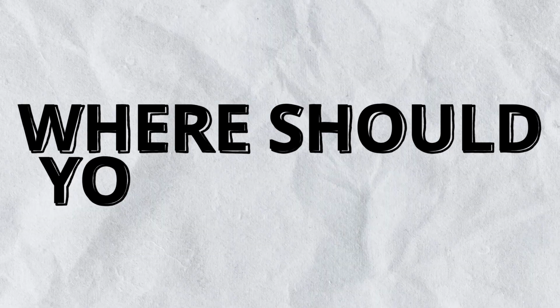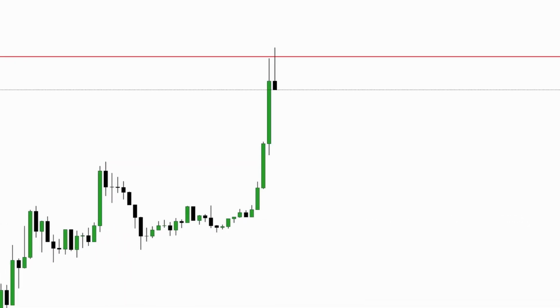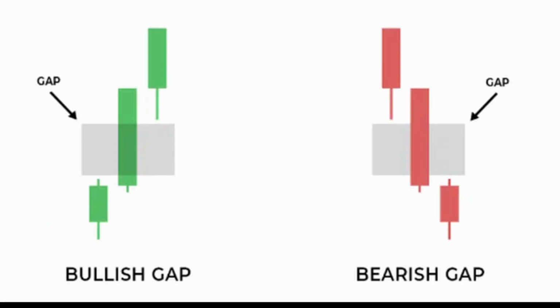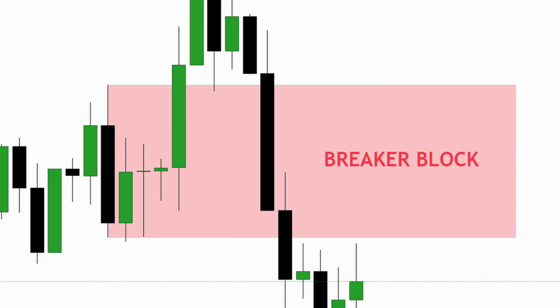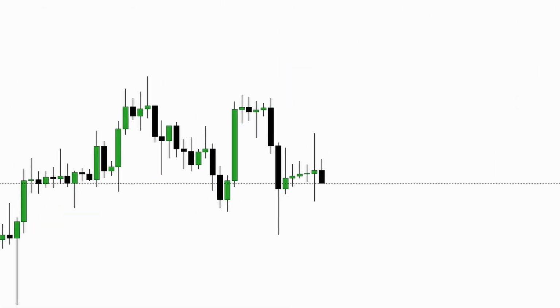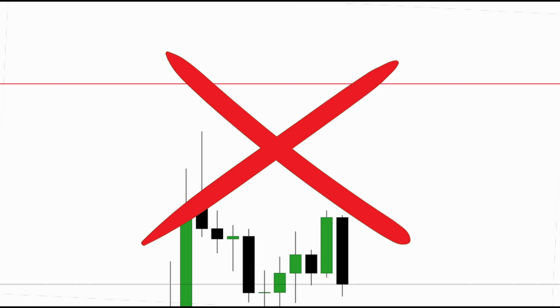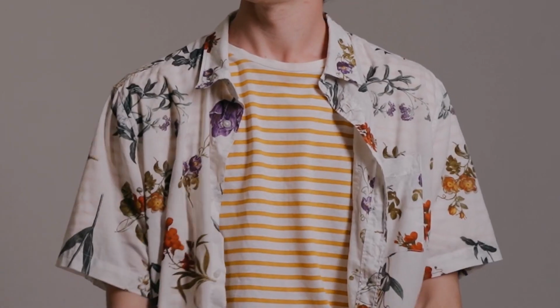But where should you trade it? These setups form when price reaches a daily level, which can be a daily fair value gap, daily order block, daily breaker block, or any other PD array. If price is consolidating or has not reached any PD array yet, then don't enter the trade.